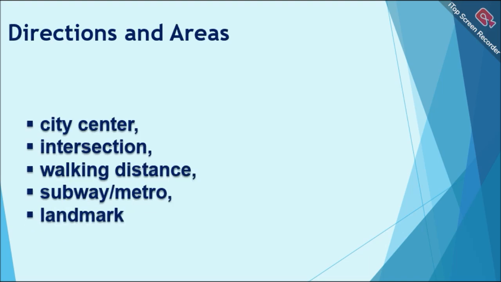Let's have a look at some vocabulary for when we're at our destination. Perhaps we want to go to the city center. We could see lots of intersections. This is where roads cross and divide. Walking distance is a good phrase to know. You want to find out, is the restaurant within walking distance? Or is it walking distance to the subway or the metro? It will be much more convenient if you can get to the trains easily.